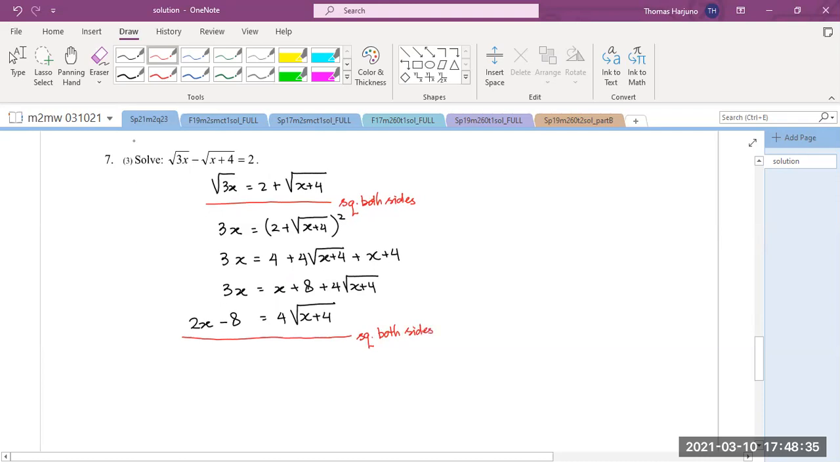So I square both sides again here. I get 2x minus 8 being squared, and on the right-hand side, 4 square root of x plus 4, squared. Now on the left-hand side, I get 4x squared minus 32x plus 64 equals 16 times x plus 4.